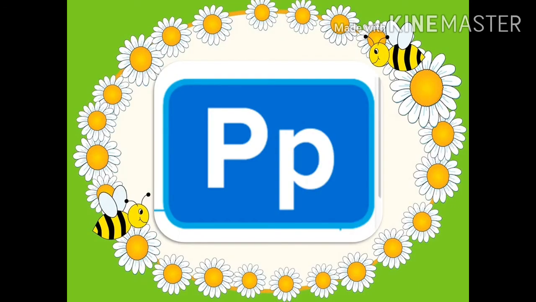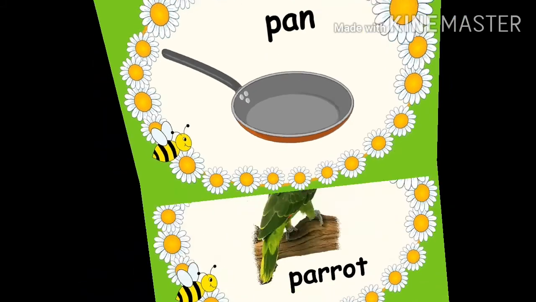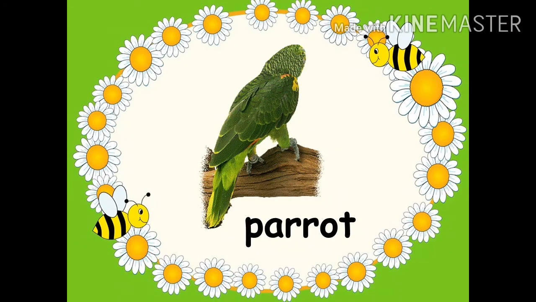P sounds like P. Again, P. Things whose names begin with the letter P are pan. P, P, pan. Parrot. P, P, parrot.